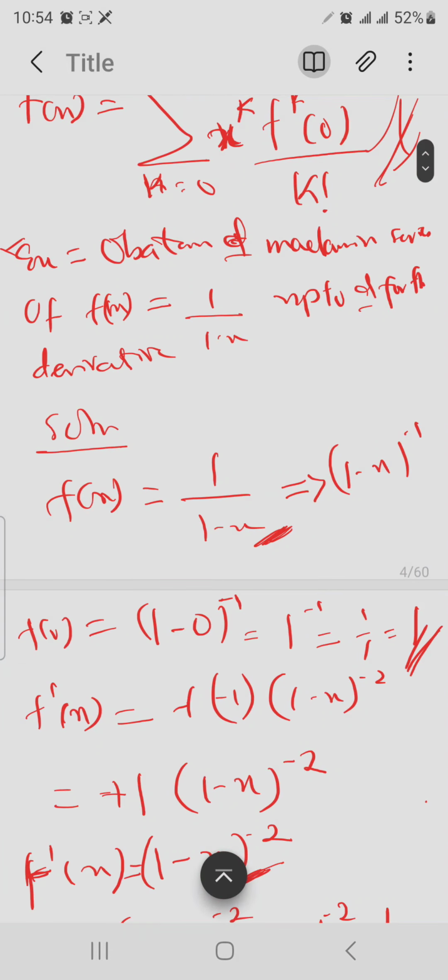Okay, let me just explain from the question. It said to obtain the Maclaurin series of this function, f of x equals 1 over 1 minus x, up to the fourth derivative.